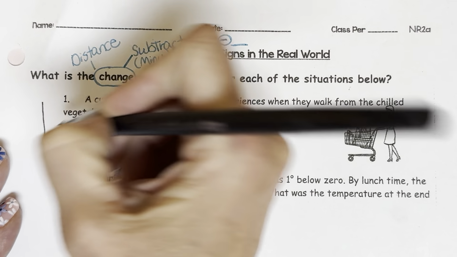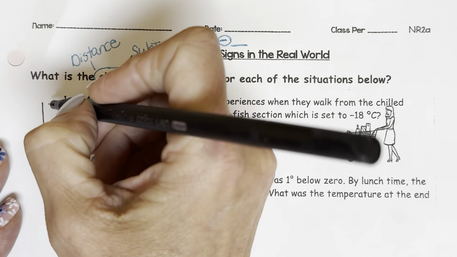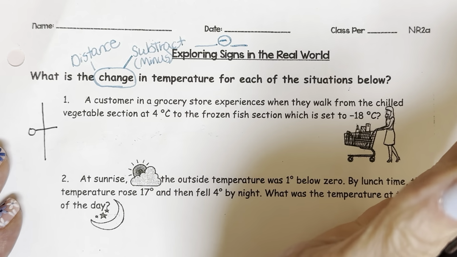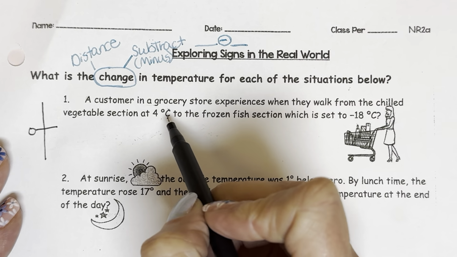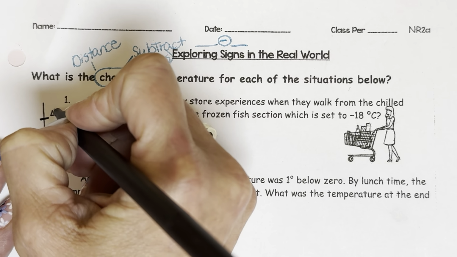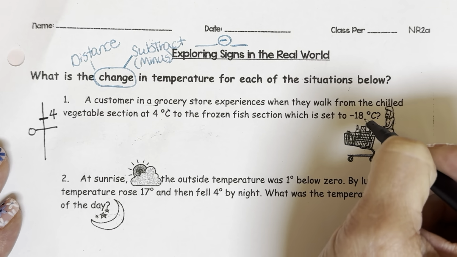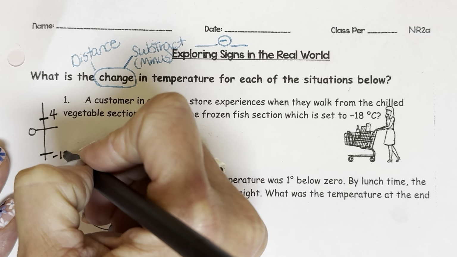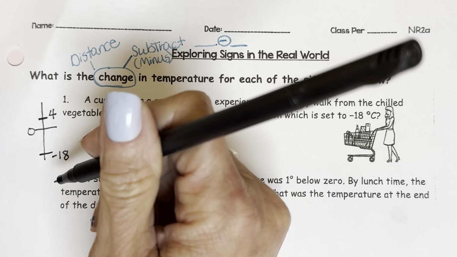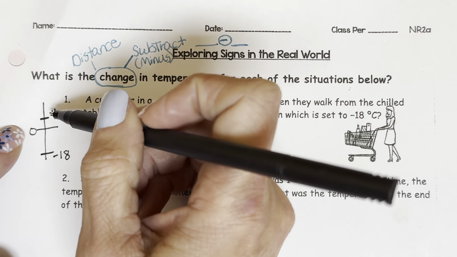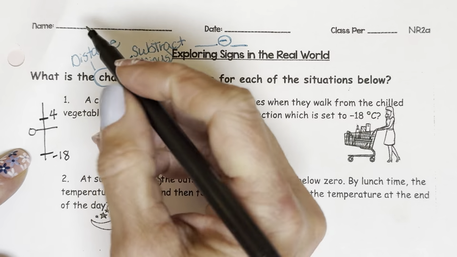So here we are. And we're going from, here's 0. This is going to be like our little thermometer, our vertical number line. We are at 4 degrees Celsius right here. So this is 4 degrees Celsius. She's walking to the fish section, which is at negative 18 degrees Celsius. Of course, it's not drawn to scale, but I just want you to see visually that we're going from 4 degrees to negative 18 degrees.